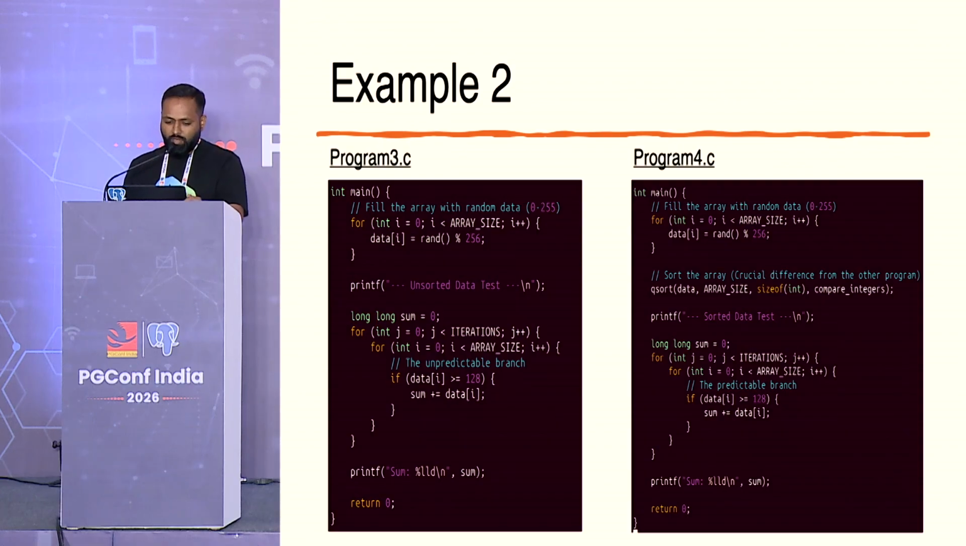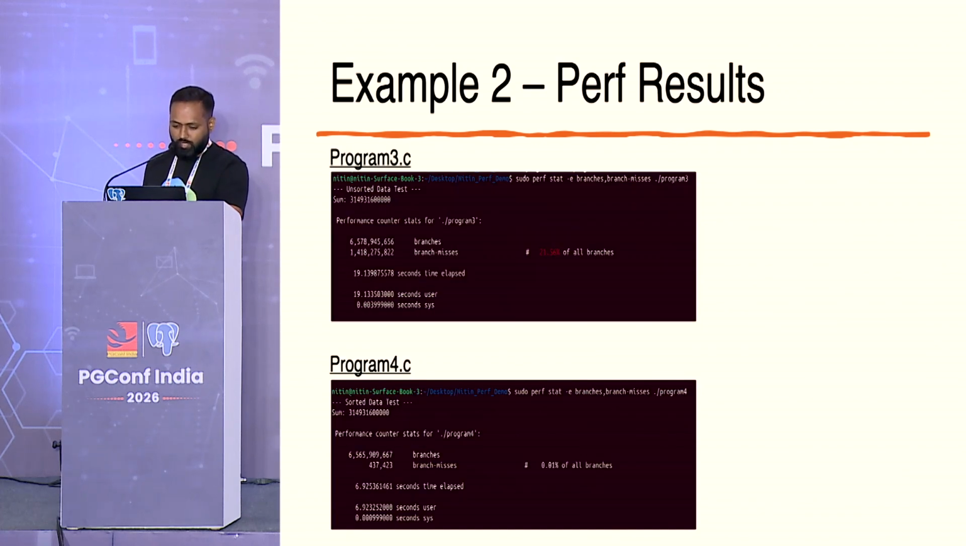And this is the second example. Again, both of these programs are doing the same thing, calculating the sum of the array elements. In the first one, the data is unsorted. We have this branch wherein we compare if the data is greater than 128, then we add that element to the sum. Since the data is unsorted here, the CPU can't predict this branch perfectly. In the second example, the data is sorted, helping the CPU predict the branches in advance. If you see the perf results, the second program is better in terms of branch misses compared to the first one.